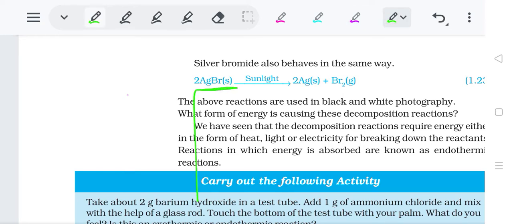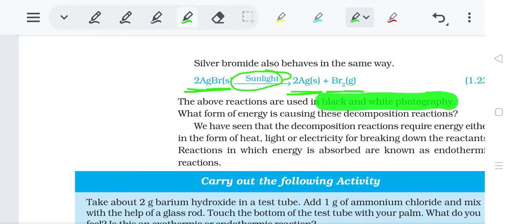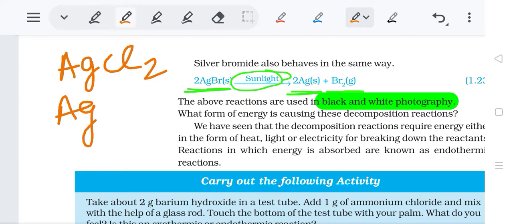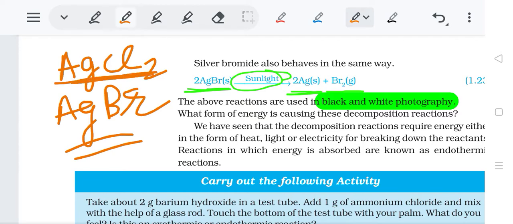Then you have one more example, which is silver bromide, which in the presence of sunlight breaks into silver and bromine. So this is also one important question right here. Which of the following substances are used in black and white photography? The answer will be AgCl and AgBr, which is nothing else but silver chloride and silver bromide.